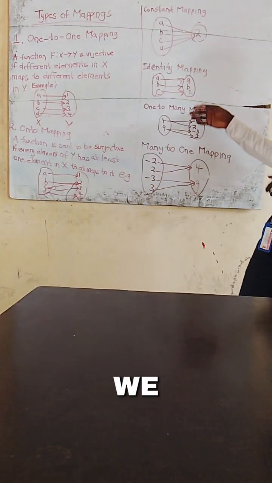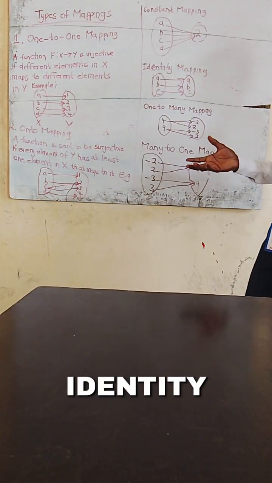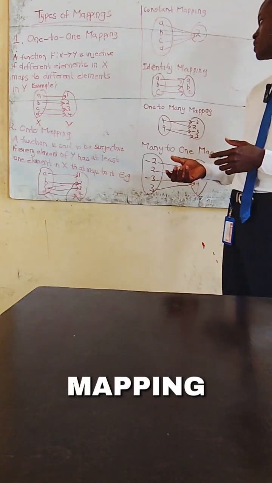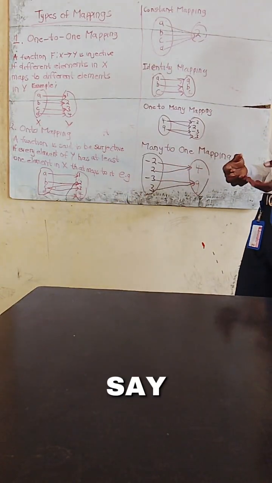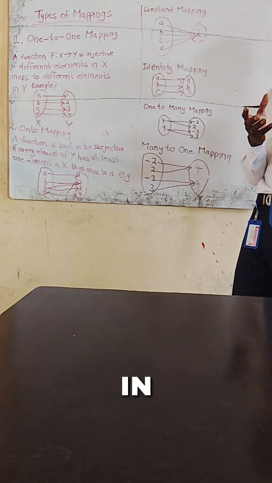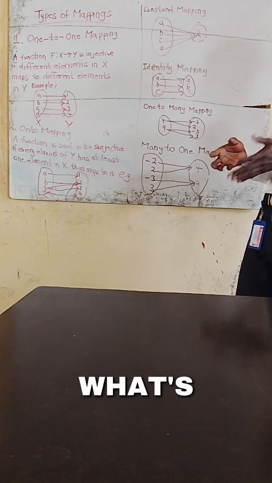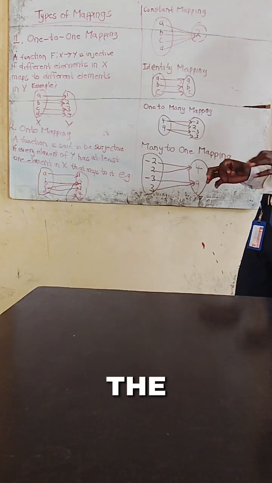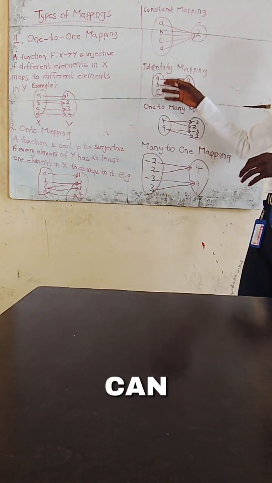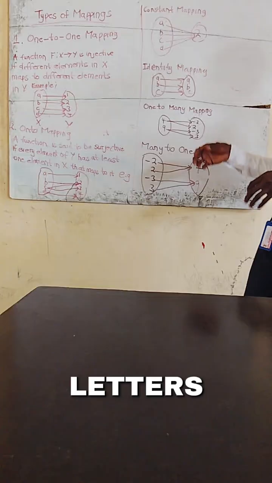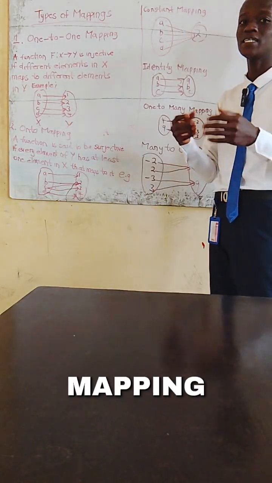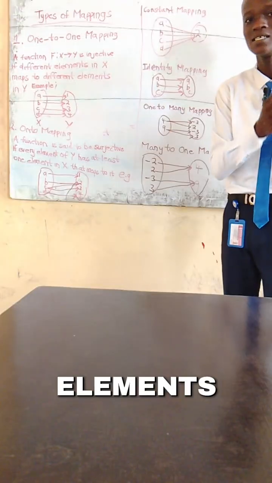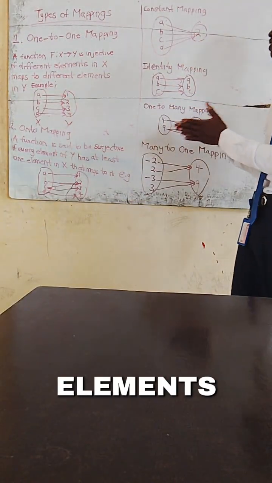Now we have the identity mapping. Identity mapping is just a simple type of mapping. It says that any element in X maps to the same element in Y, showing that they are both the same. You can see the letters here are the same as the letters here, so it's called the identity mapping. That is, they have the same elements in X and also the same elements in Y.